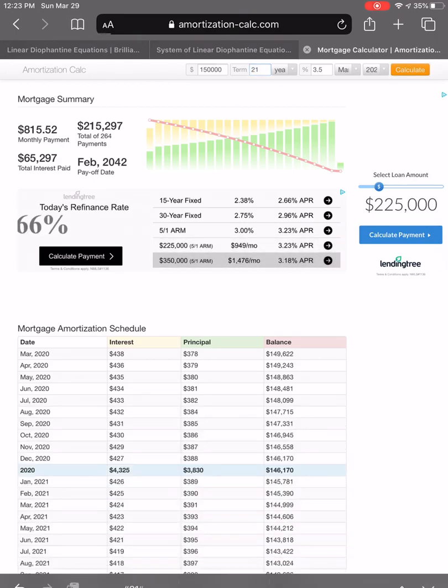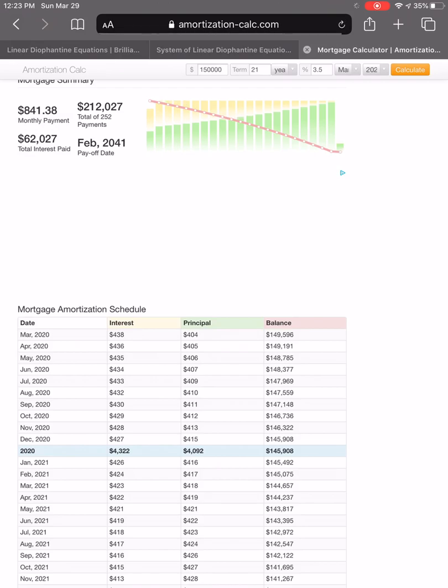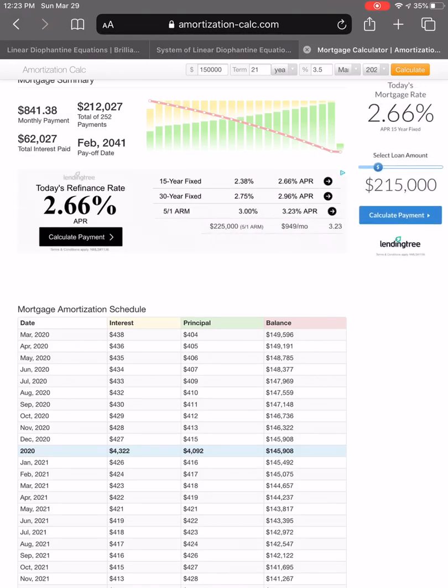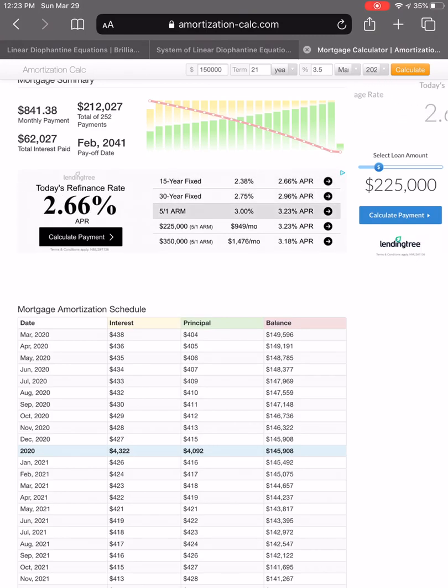Calculate with 21 years. We get $841.38. That's pretty lucky. That's really close to $841.96. So I think we're close enough to just say it's going to take 21 years to pay off this loan if we pay $841.96 per month, because that's just awfully close to $841.38.